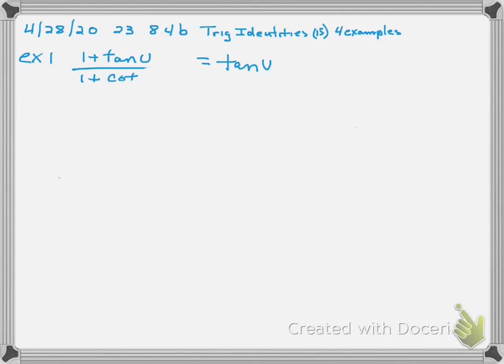These are the notes for 4/28/20. This is assignment number 23, 8.4b. More trig identities. I've got 4 examples for you.